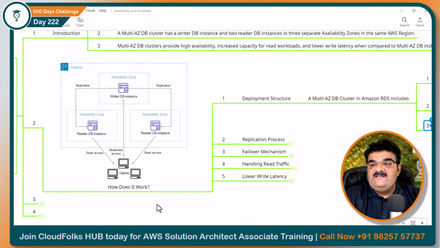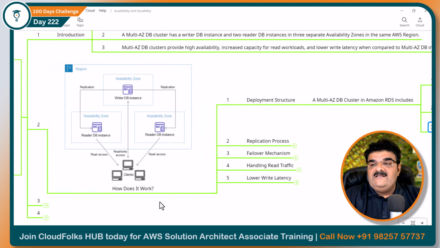Now look at this. Here I have this particular picture. These are like three availability zones, 1, 2, 3. This is my writer DB instance and these two are reader DB instances. Now, your database is handling both kinds of requests. One, write requests.